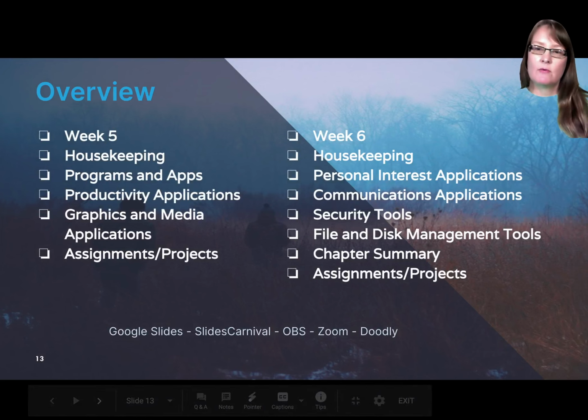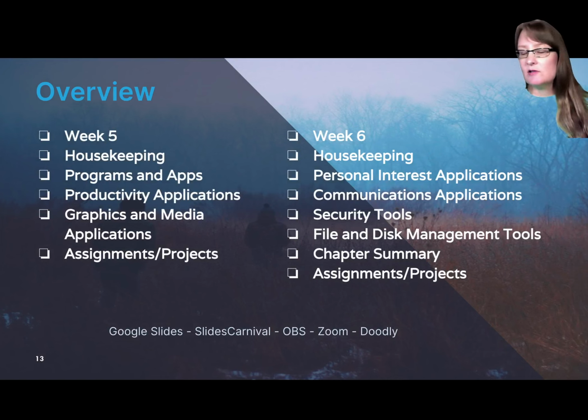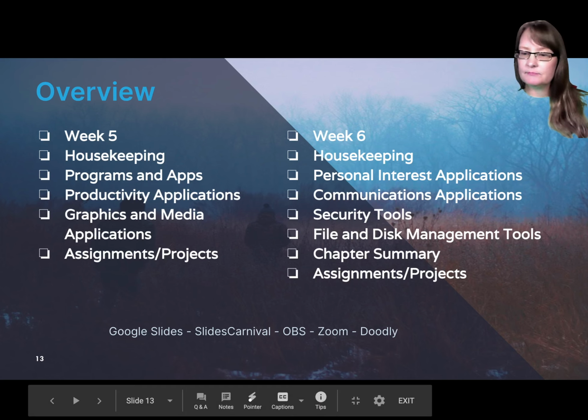So, an overview of what we're going to be covering. This is week 6. So for our housekeeping, we're going to be going over personal interest applications. There's quite a few of those. We're going to be looking at some of the applications and some of the things that you can do with those. Communications applications, security tools, file and disk management tools. Then we'll have the chapter summary, and then we'll review the projects for this week.